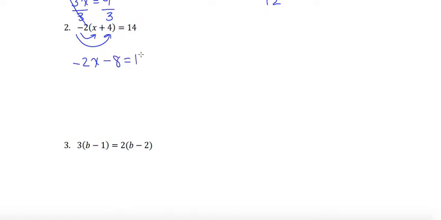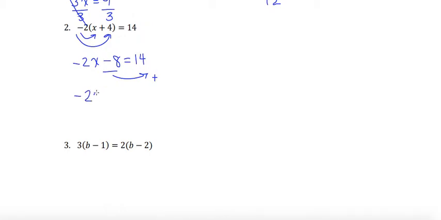And that is equal to 14. So again, once I've applied the distributive property to remove the brackets, it becomes an equation that I know how to solve. So I'm going to move my negative 8 to the other side of my equal sign. The opposite of subtracting something is adding, so I'm going to add it when I bring it over.